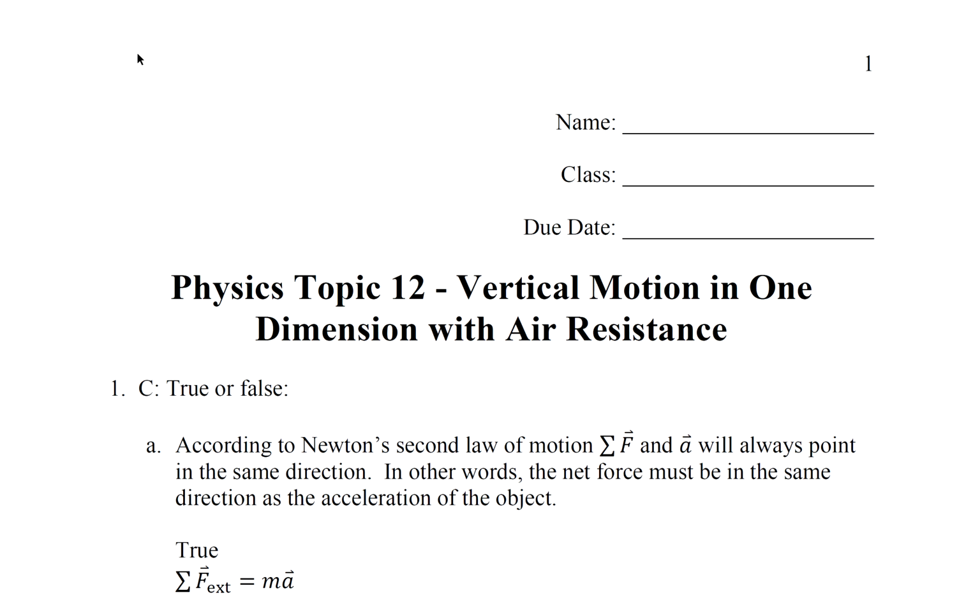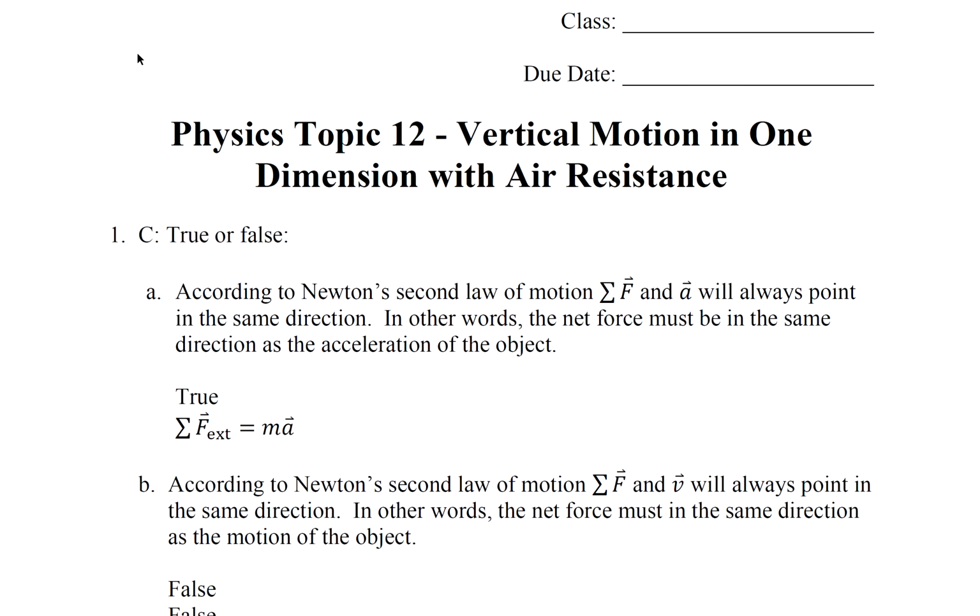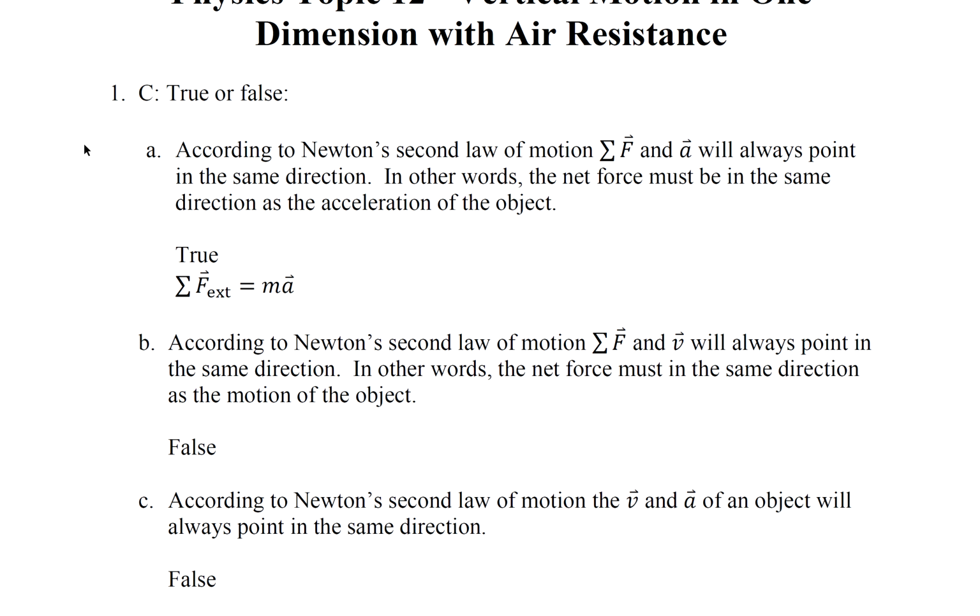This video is on vertical motion in one dimension with air resistance. Question 1, true or false? According to Newton's second law of motion, sigma F and A will always point in the same direction. That's true because we have sigma F on the left side and A on the right side. So the magnitude on the left side is equal to the magnitude on the right side, and the direction on the left side is equal to the direction on the right side.